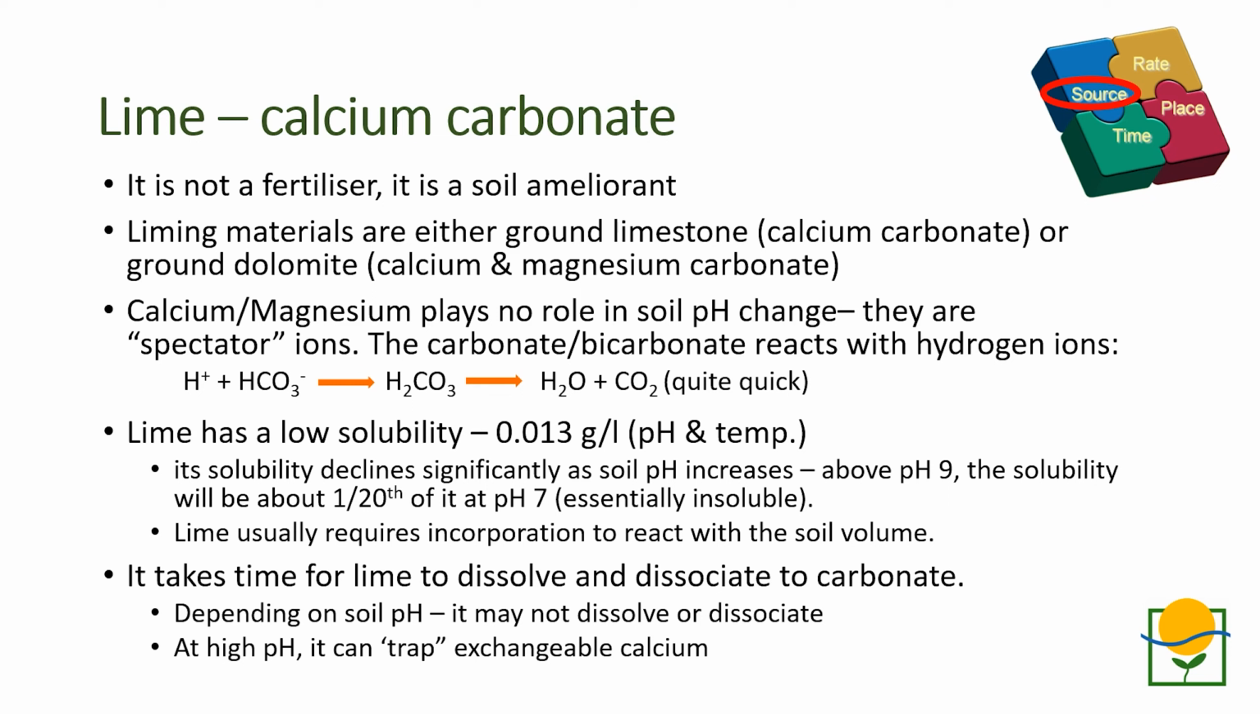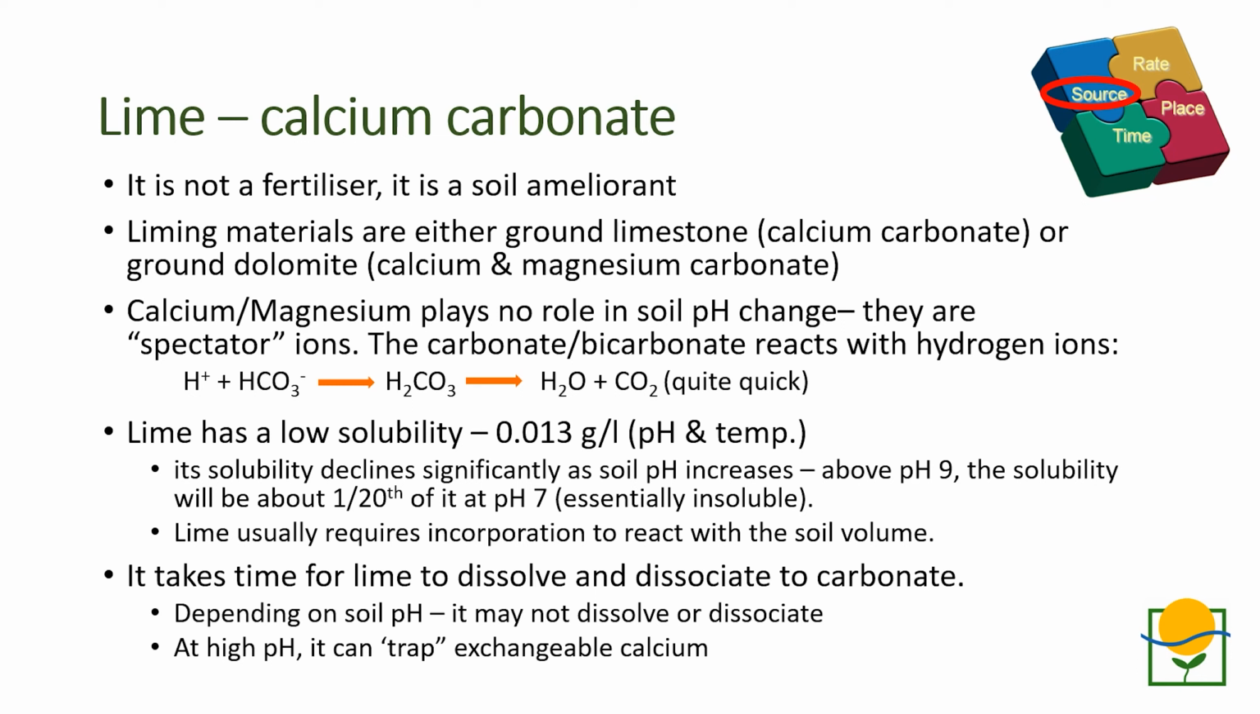Liming materials are either ground limestone, which is calcium carbonate, or ground dolomite, which is a mixture of calcium and magnesium carbonates. The calcium and magnesium from those products doesn't play a role in soil pH change. They are what we call spectator ions. It's the bicarbonate that does the work in this situation, and what it does, it reacts with the hydrogen ions that are in the soil or in the soil solution, converting to carbonic acid, which then quite quickly dissociates to water and carbon dioxide. Lime has low solubility, and its solubility decreases significantly as pH rises.